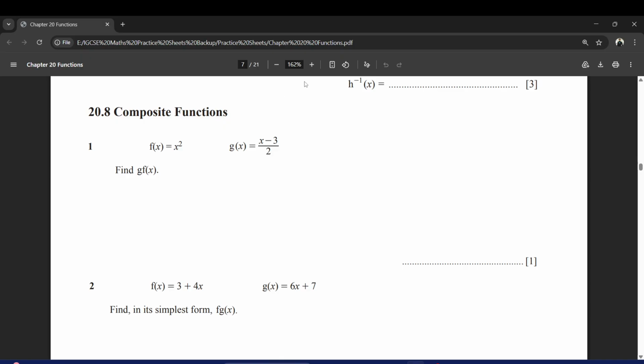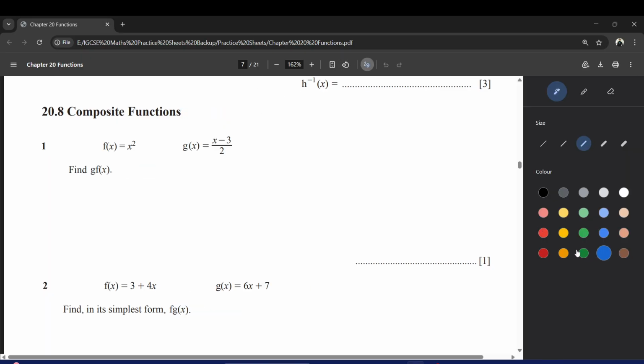Question number one: f of x is equal to x square and g of x is equal to x minus 3 upon 2. Find g of f of x. Now we always start from the right hand side. Look, the original function is g of x, but what we need to find is g f of x. That means instead of x I have to plug in the function f over here.